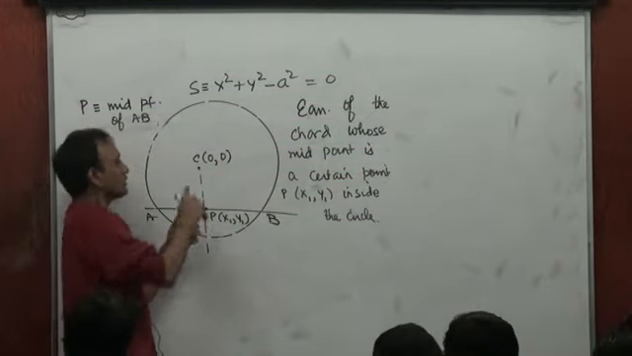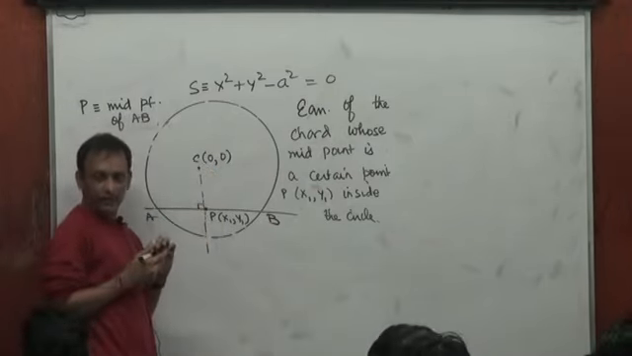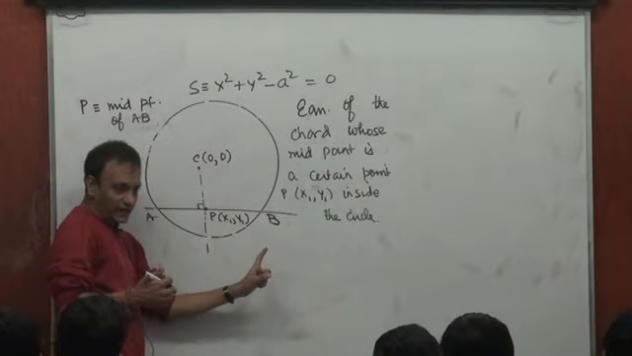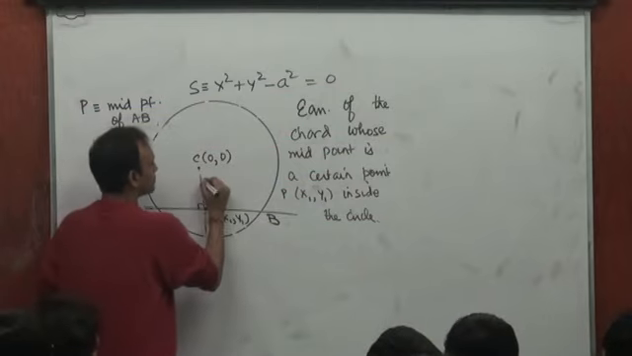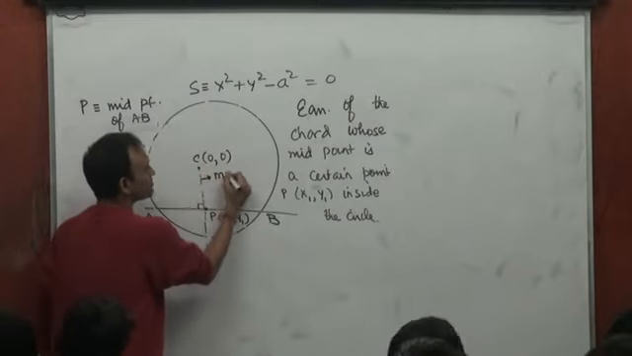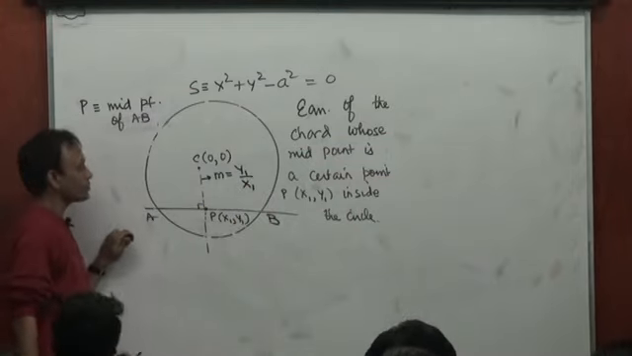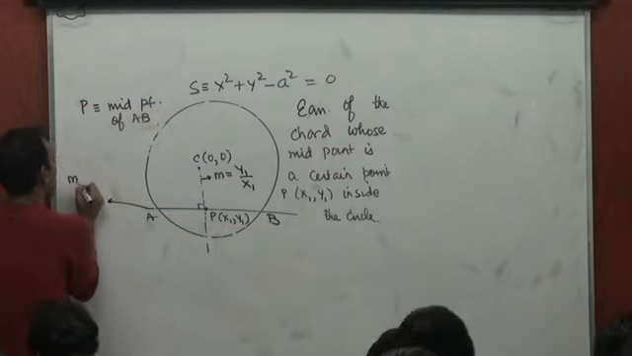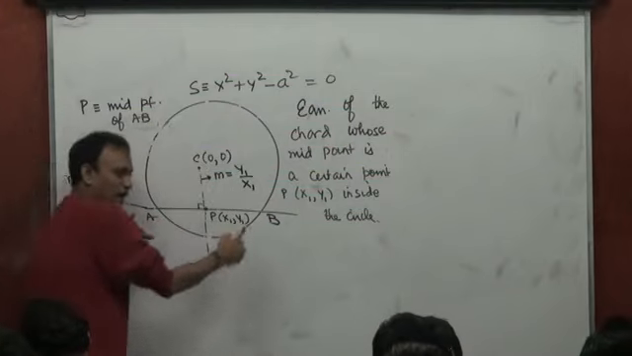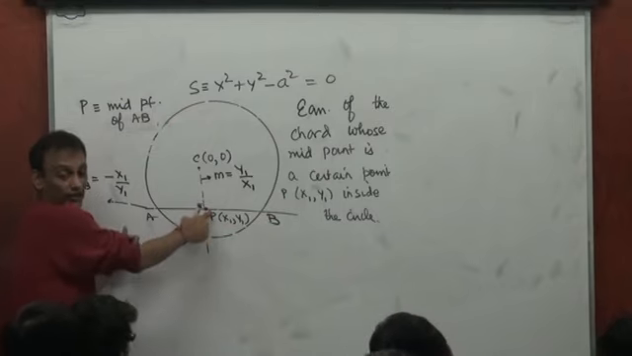Now if you join the center to the midpoint of a chord, CP will be perpendicular to the chord, right? What's the slope of CP? y1 minus 0 divided by x1 minus 0. That's the slope of CP. So then, what's the slope of AB? Minus x1 by y1, because these two are perpendicular lines. So now I know the slope of AB, and I know a point on AB.